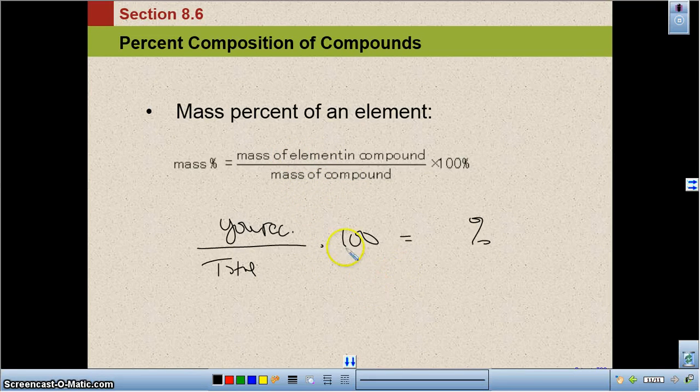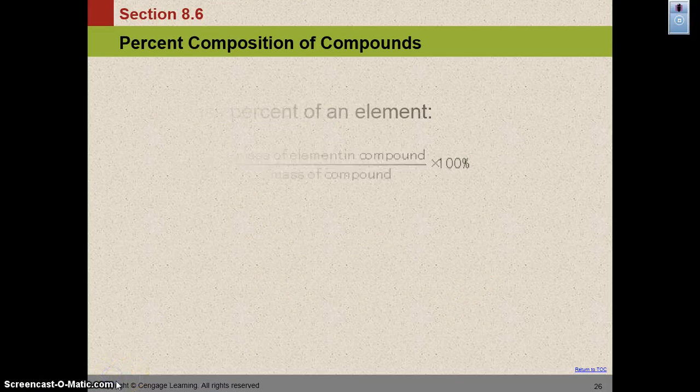And if you do your math right, then every time you do this for each element in a compound, your total percent should always add up to 100%. So let's look at an example.